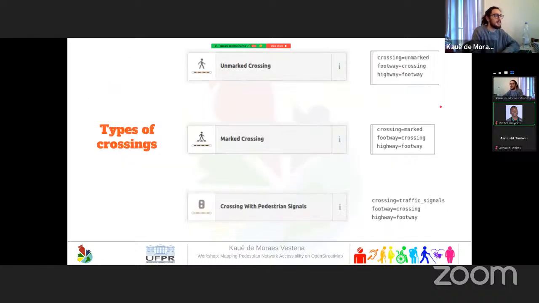Let's also show that there's a varying schema of crossings. You have marked crossings. We may have marked crossings and crossings with traffic signage. So this is the full schema.